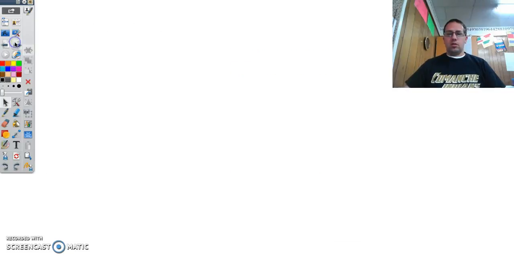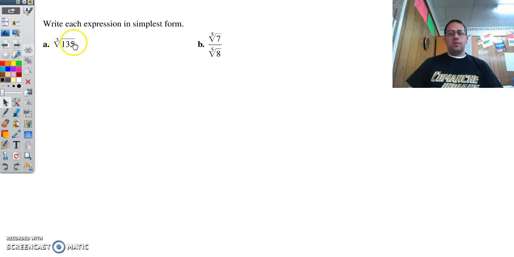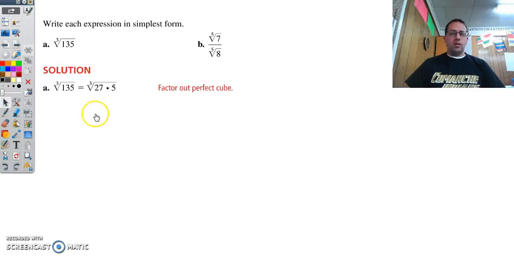So let's take a look at this. This is a little bit different. This is where they're taking it and breaking it up. What we do with A, we have the cube root of 135, is we split that up into the cube root of 27 times 5. The reason we do that is because 27 is a perfect cube. So this is the cube root of 27 times the cube root of 5, just like that property we had back there. And the cube root of 27 is 3. So this is 3 times the cube root of 5.